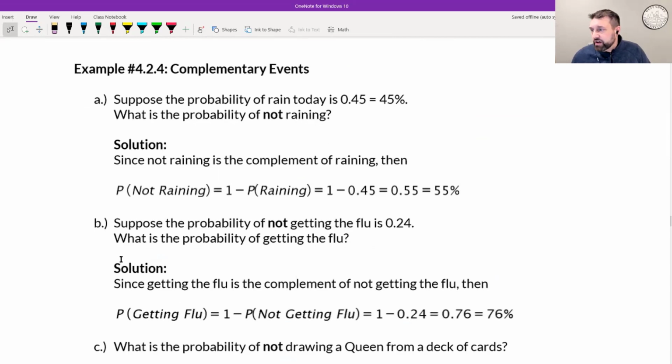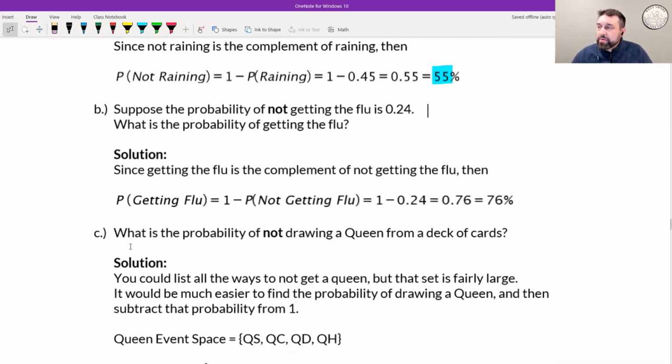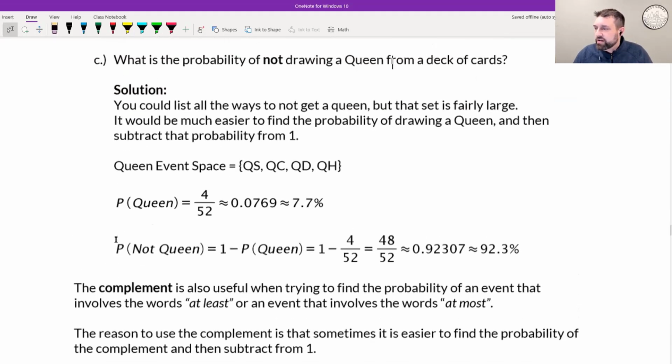So here's some more examples of complements. So suppose that it's raining today. The probability of it raining is 45%. What's the probability of it not raining? 1 minus the 45%, right? So 55%, okay? The probability of not getting the flu is 0.24, 24%. So what's the probability of getting the flu? 1 minus 0.24, which means there's 76% chance of getting the flu. Okay, so hopefully this complement idea, it's a way of making the mathematics a little simpler so you don't deal with such large numbers. And so here you go.